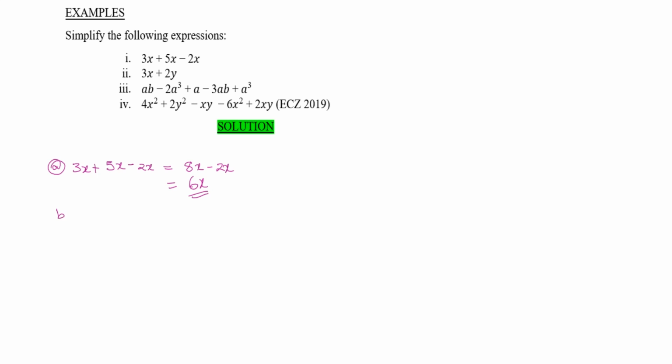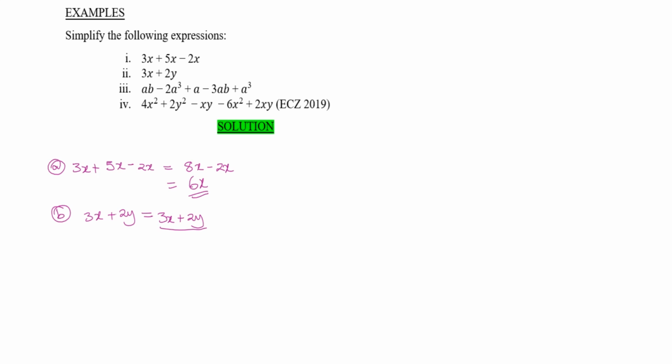For question B, we have 3x plus 2y. When we look at the letters, the unknowns, the variables, x and y, they are not like terms, so we cannot add these two. The answer will just be 3x plus 2y.